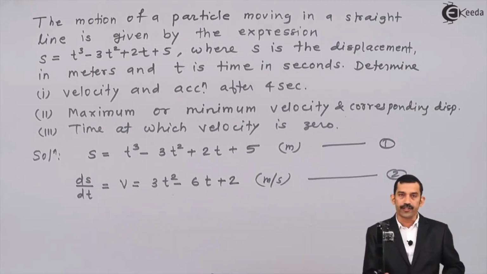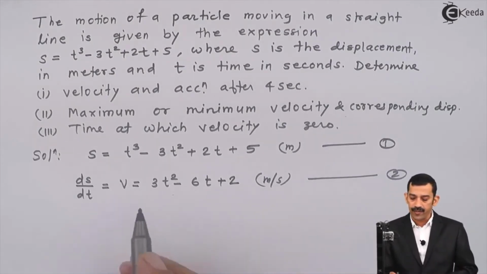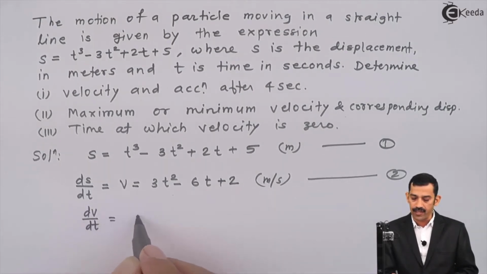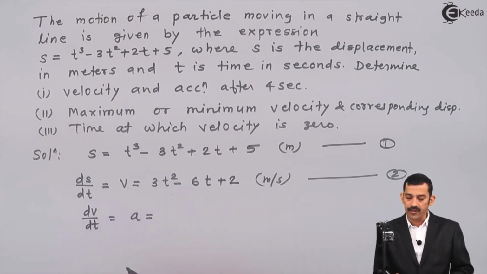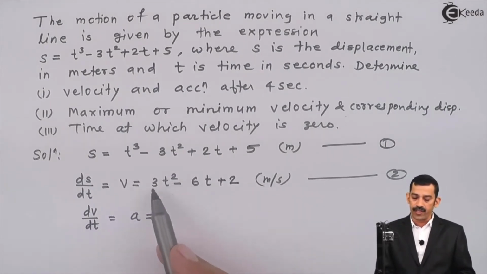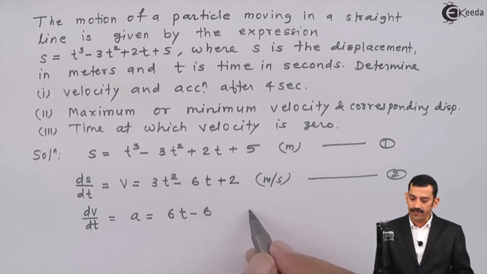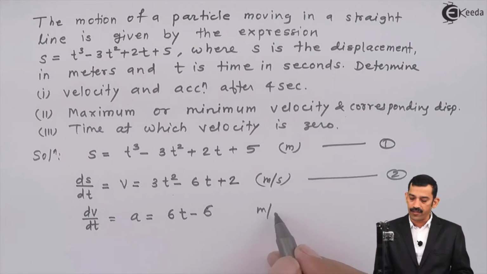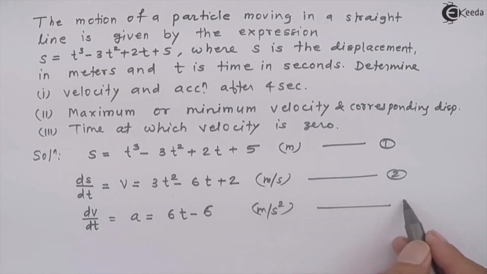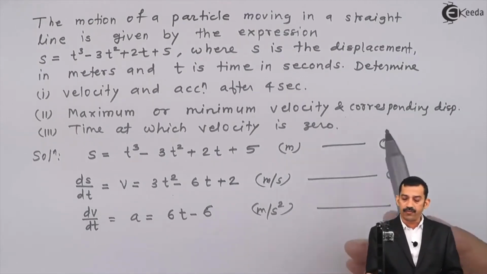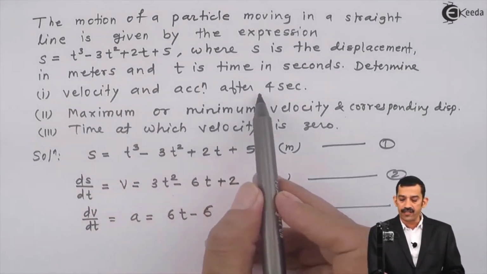From the equation of velocity, to find the equation of acceleration, again we will differentiate this velocity with respect to time. What do we get for acceleration? 3t square, if we differentiate, gives 3 into 2, 6t. That means this comes out to be 6t minus 6 into the differentiation of t, which is 1, that means 6, in meters per second square. Equation number 3. Once we get these 3 equations, now for the first part, we check velocity and acceleration after 4 seconds.